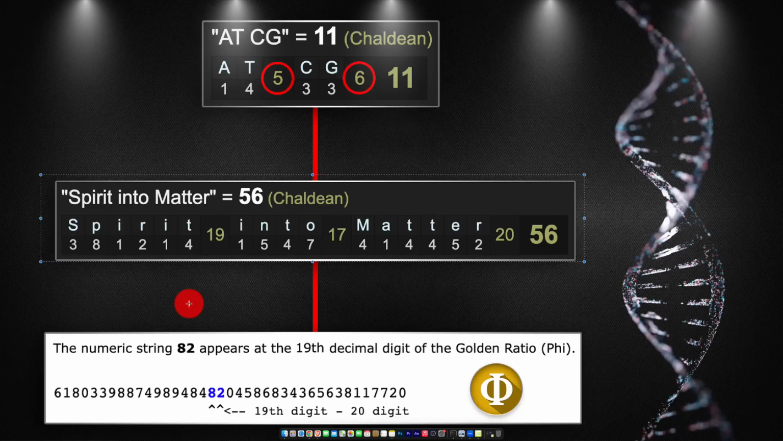So our two base pairs, that's tied to the flower of life, sacred geometry, tied to the biology of mankind, is spirit into matter. And look at the outcomes, folks. Spirit is 19 and matter is 20. Well, what does the number 82 look like in the golden ratio? Occupies digit 19 and 20. It's the 19th and 20th digit. Spirit and matter. Into is just a filler word.